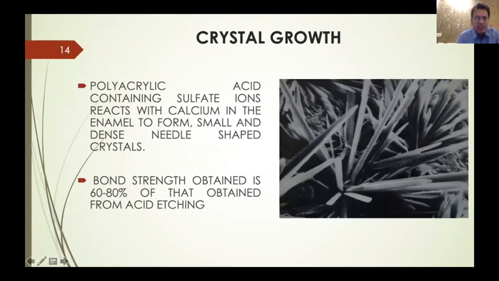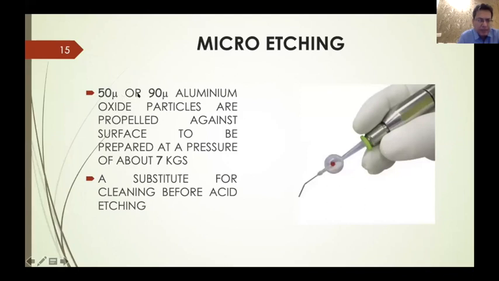Therefore, crystal growth is not very popular. So what is crystal growth? Polyacrylic acid reacting with the enamel and forming dense needle-shaped crystals. Then what is micro etching or sandblasting? We are using 50 microns or 90 microns of aluminum oxide particles propelled at high speed onto the enamel.